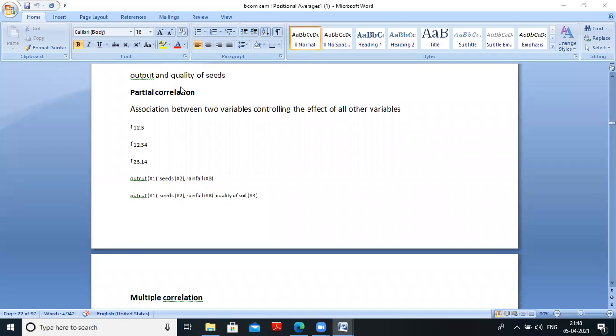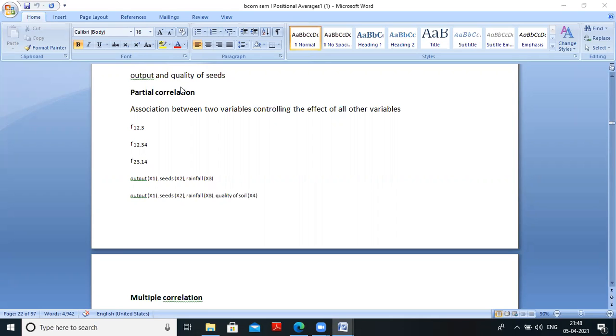Partial correlation is correlation between two variables when all other variables are controlled. Suppose there are more than two variables: output, seeds, rainfall, or output, seeds, rainfall, quality of soil. If I find out correlation between two variables, let it be output and seeds, controlling the effect of rainfall, then this is partial correlation.